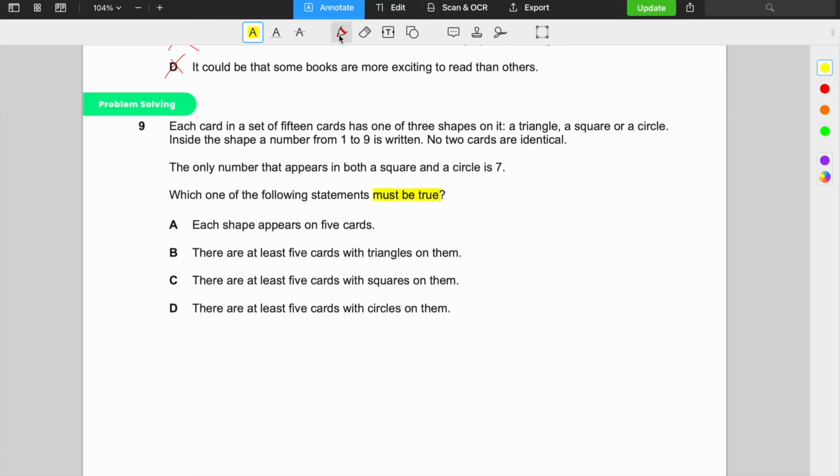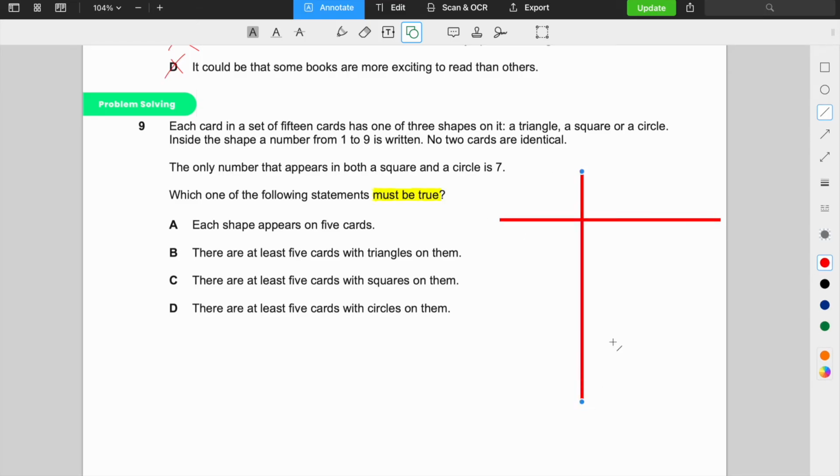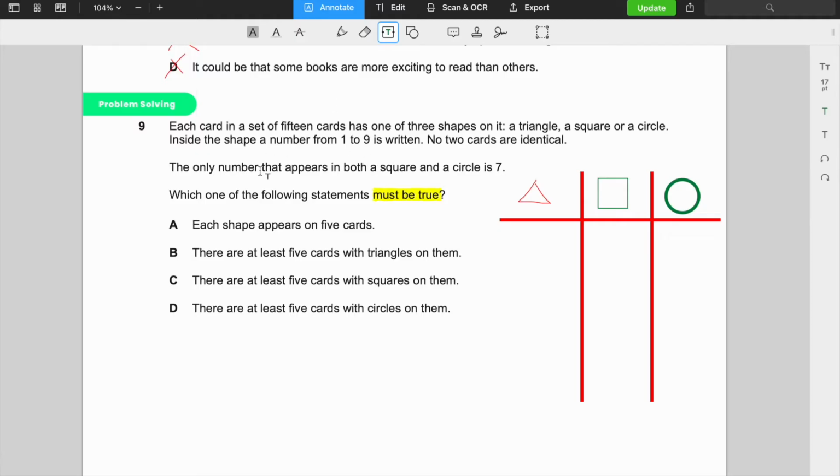What I'm going to do is set up a little table, and I'm just going to divide it into the different cards with square, triangle, and circle. So first of all, let's draw a little triangle here. So we have our triangle, then we have our square, and then we have our circle. Okay, so we know for sure that we will have a number. So actually, let's just read this rule.